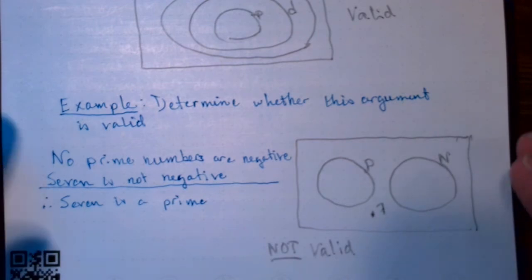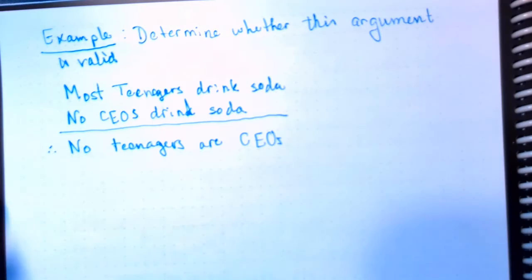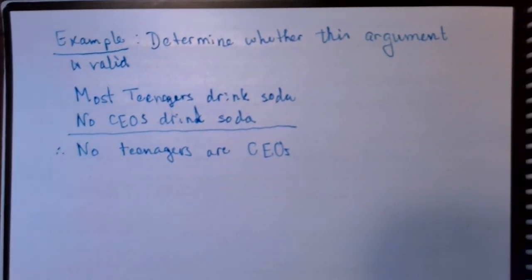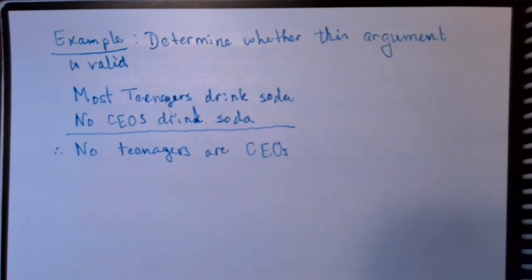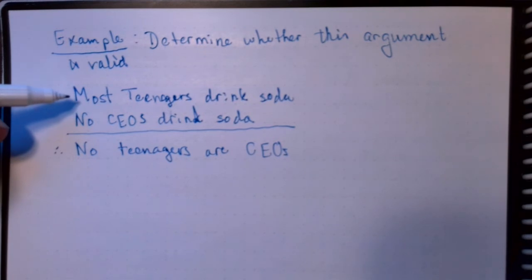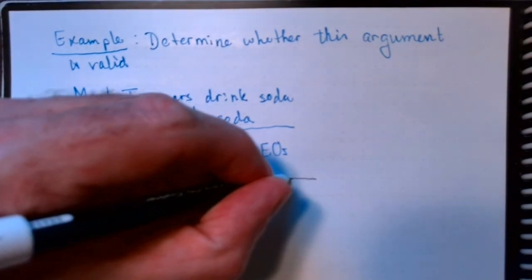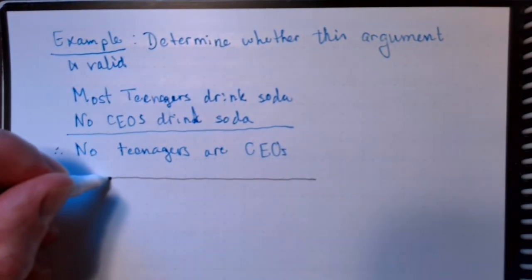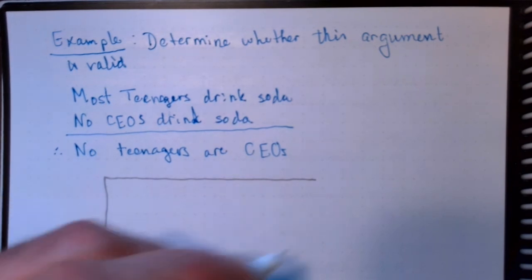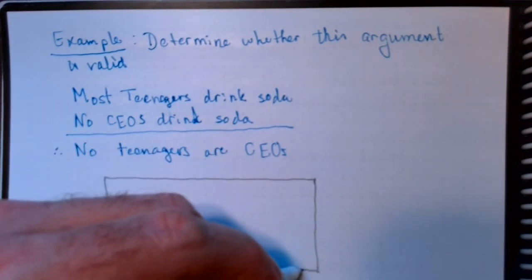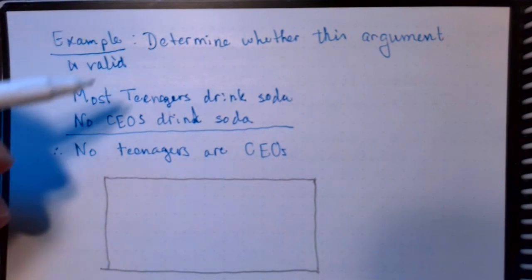Okay, so one more example should be enough to give us the idea. Okay, so determine whether this argument is valid. And we're going to draw our circle diagram, or as the book calls it, an Euler diagram. Most teenagers drink soda. All right, so once again, a slightly different setup than what we saw in the last two examples, which is good. We want to get a variety of different types of arguments and see what applies to what.